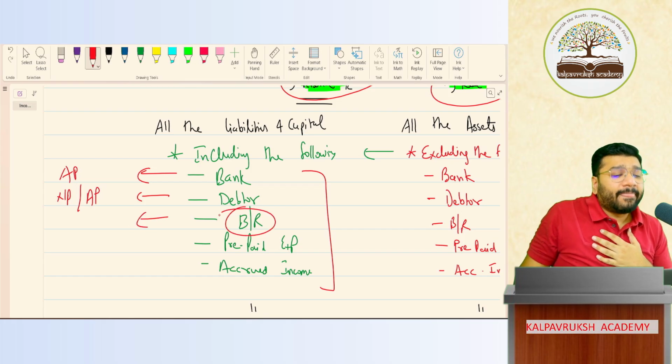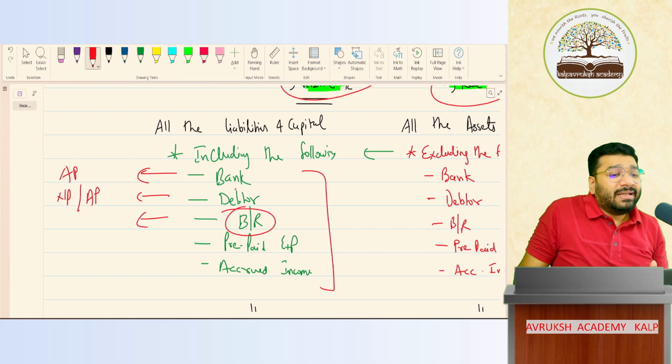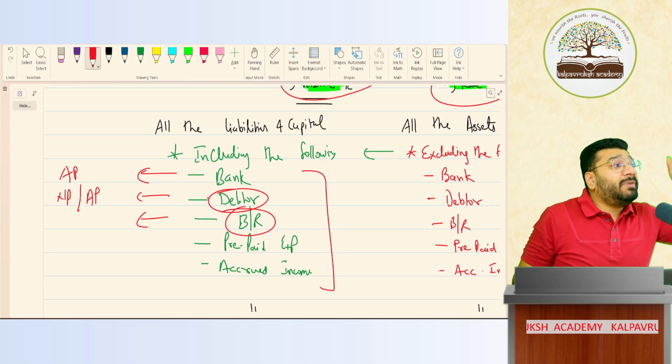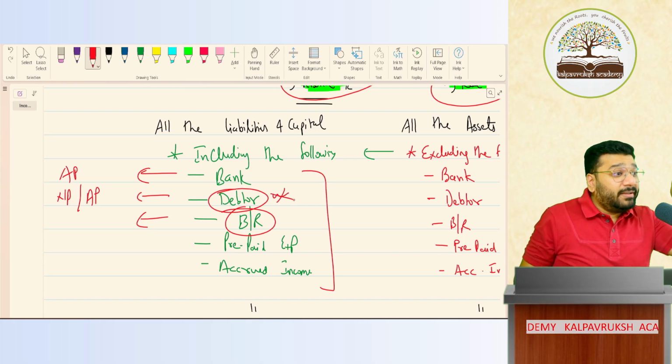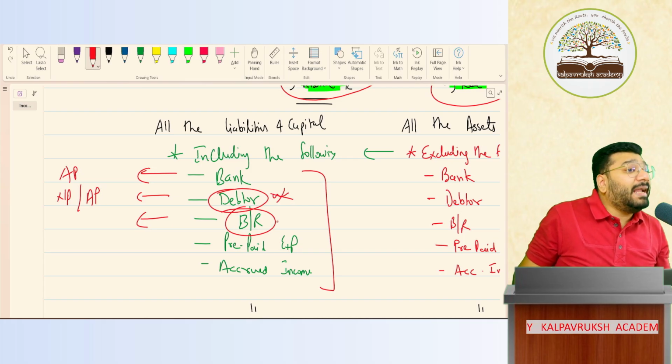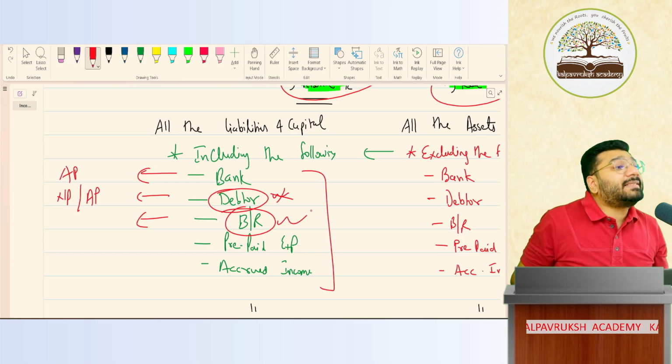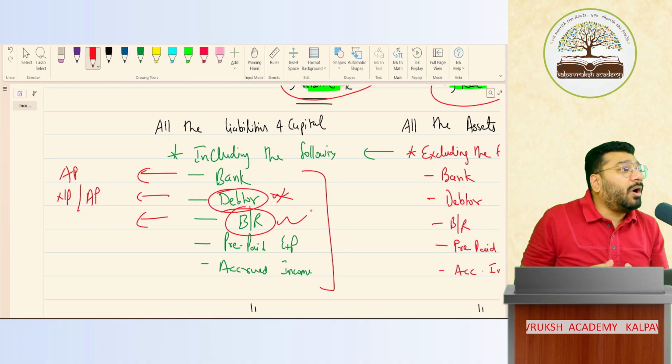Who's BR? BR also is customer. Debtor also is customer. But between entity and debtor, there is no agreement. But in case of BR, between the entity and the customer, there is a signed contract, signed agreement. So it is more secured. Got it, not got it?